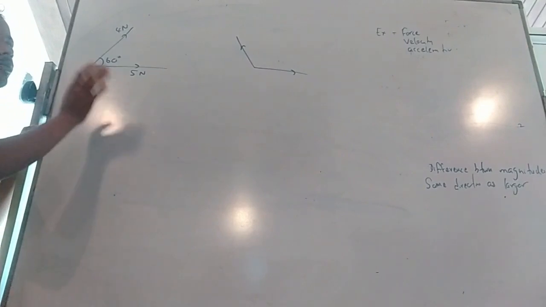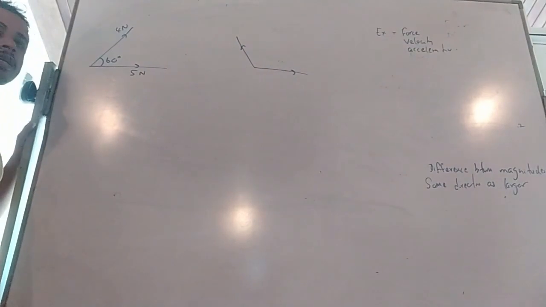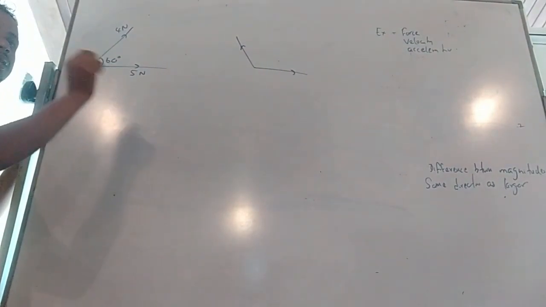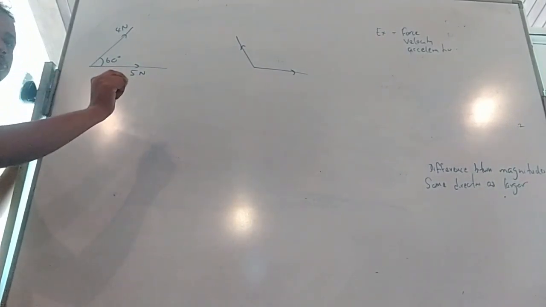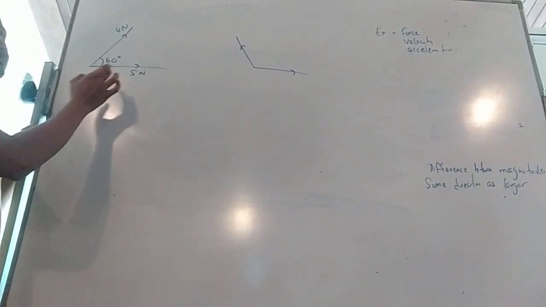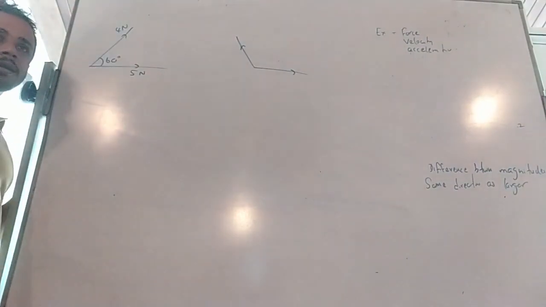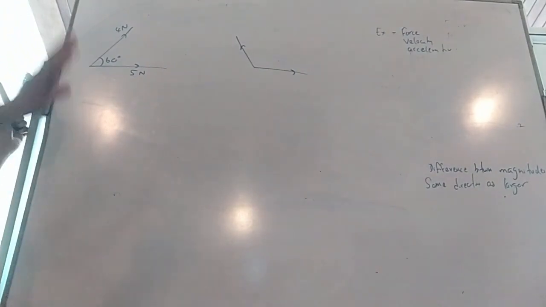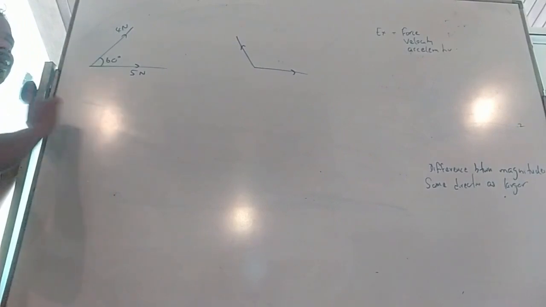For that we need scale diagrams, the ones I told you about, where we measure the length, 1 centimeter equals 1 Newton or something like that. Then you measure and draw those lines. For example, if you take 1 centimeter equals 1 Newton, you have to draw a 5 centimeter line like this. Clear?